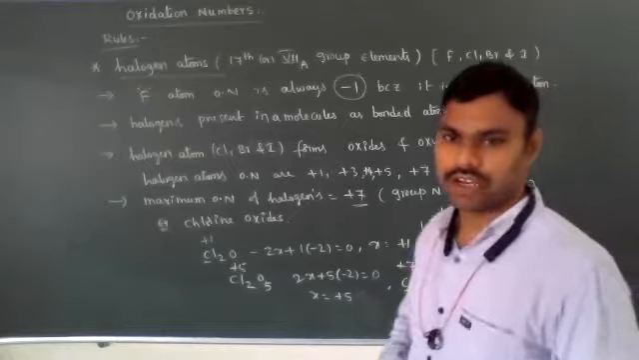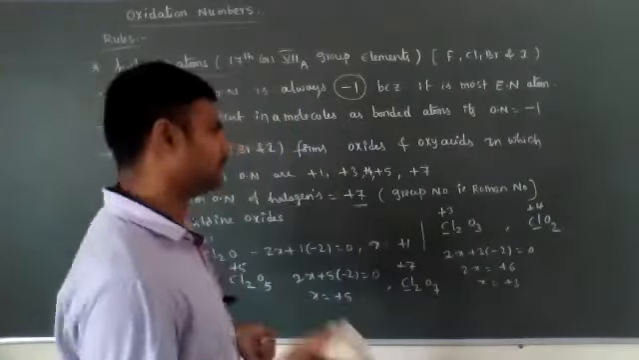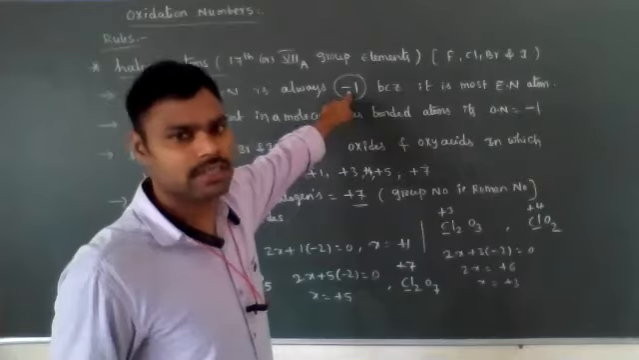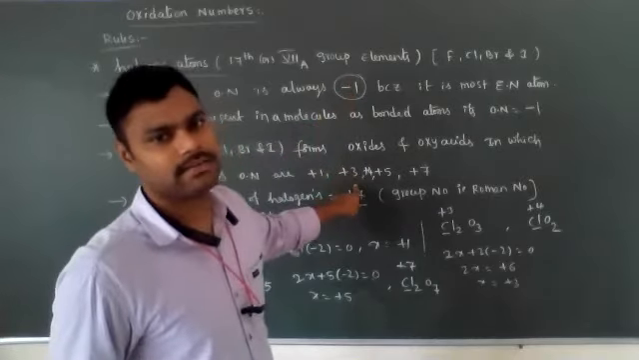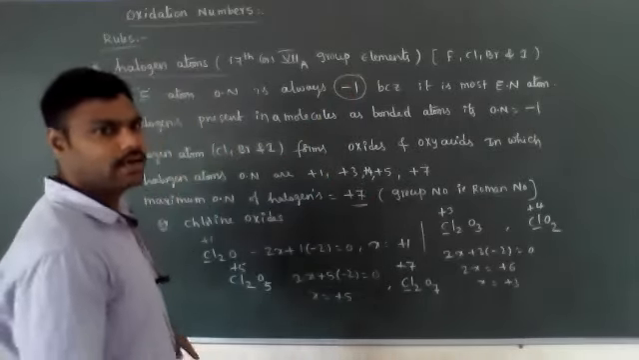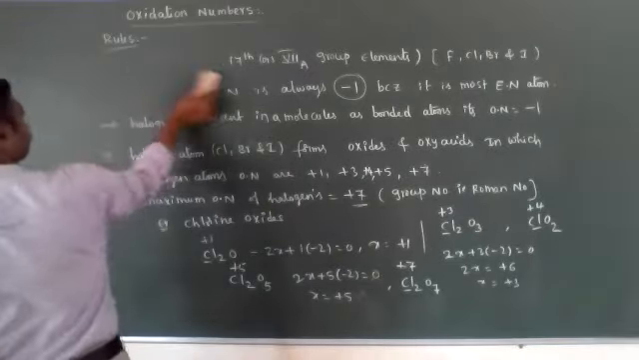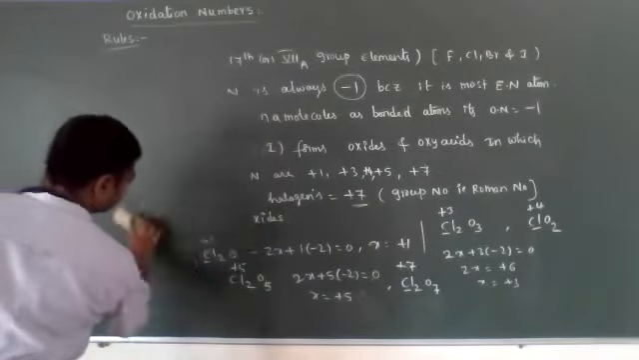Like this, halogen atoms also exhibit different oxidation numbers. Their minimum oxidation state is -1. Maximum oxidation state is +7. So remember that point, very very important. Let's see.